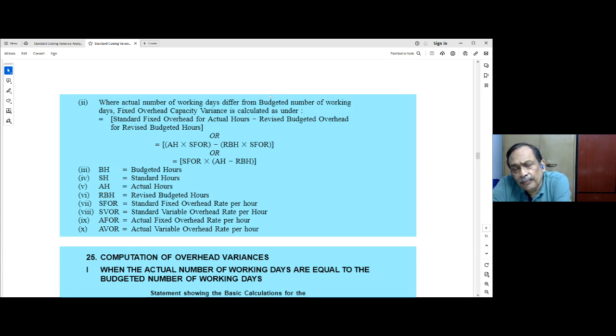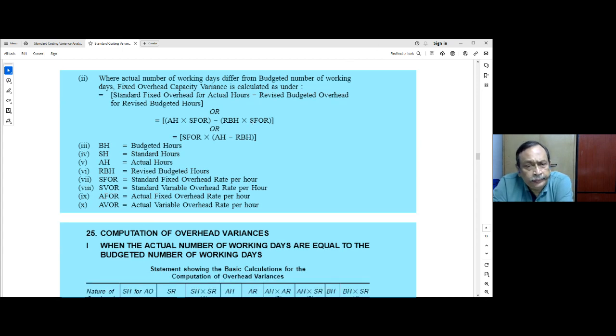Now, BH stands for budgeted hours, SH stands for standard hours, AH stands for actual hours, RBH stands for revised budgeted hours. SFOR means standard fixed overhead rate per hour, SVOR standard variable overhead rate per hour, AFOR actual fixed overhead rate per hour, and AVOR, that is actual variable overhead rate per hour.